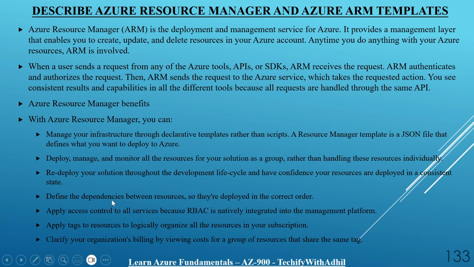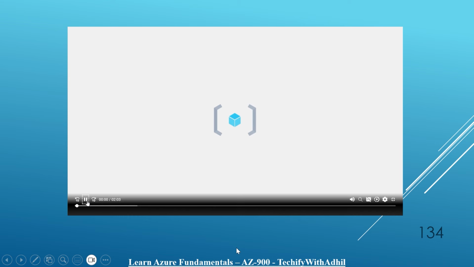Define the dependencies between resources so they are deployed in the correct order. Apply access control to all services because RBAC is natively integrated into the management platform. Apply tags to resources to logically organize all the resources in your subscription. Clarify your organization's billing by viewing costs for a group of resources that share the same tag. So these are the benefits of using Azure Resource Manager. We'll now see a video on it.